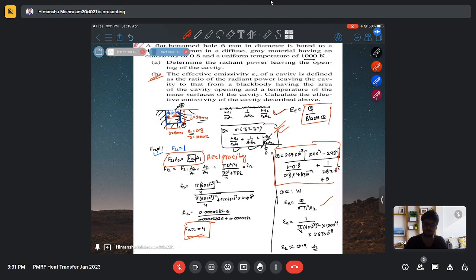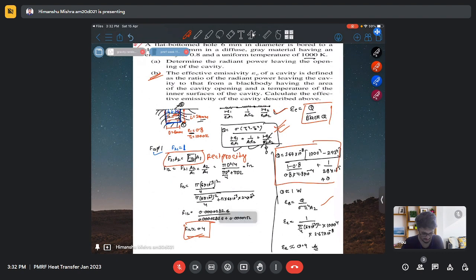So any doubt in this? Sir, this surface one, you have this surface one, is it a cylinder? Yes, it is. Basically, this is a hole with a diameter.